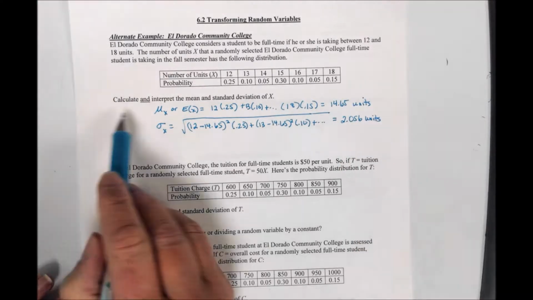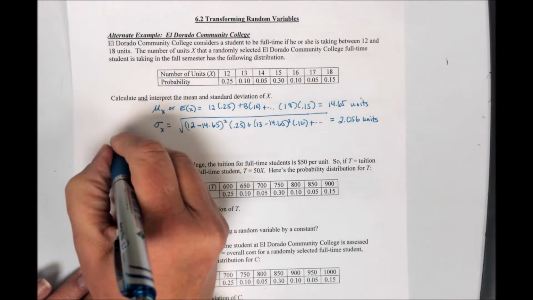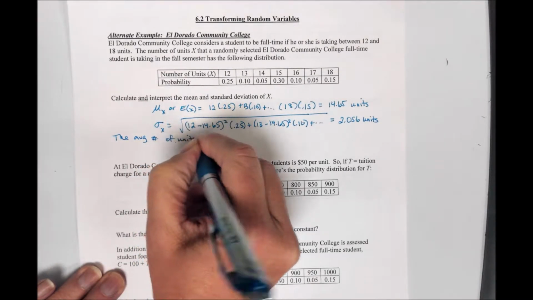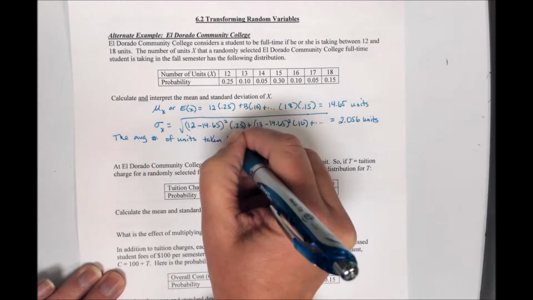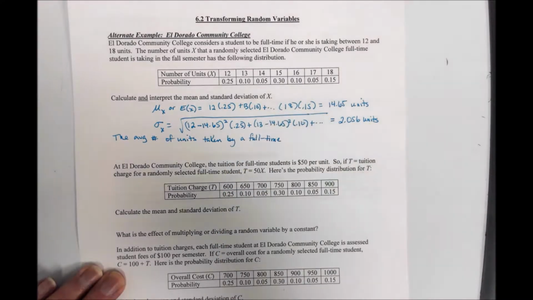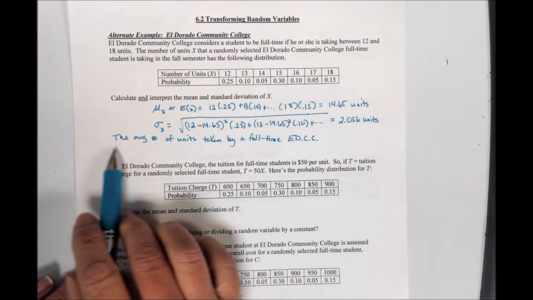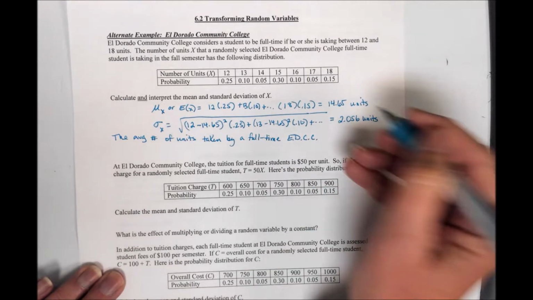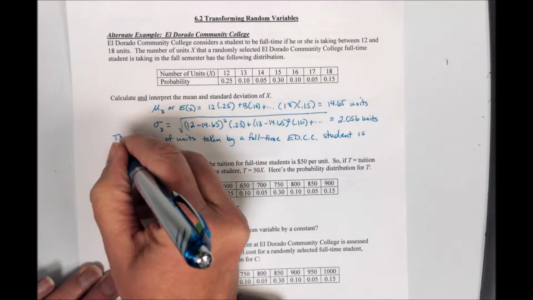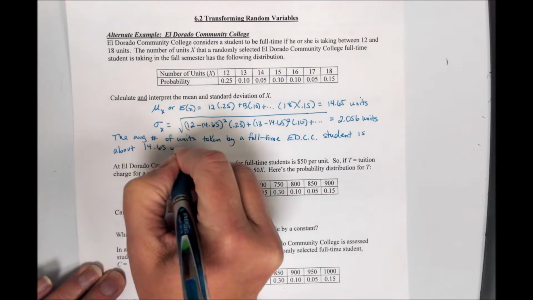So I did the calculation, now what's the interpreting? So the interpreting is the average number of units taken by a full-time student, and I'm just going to say El Dorado Community College to abbreviate. The average number of units taken by a full-time student is about, and again, I don't want to round here because it is an average, so I'm going to say 14.65 units.